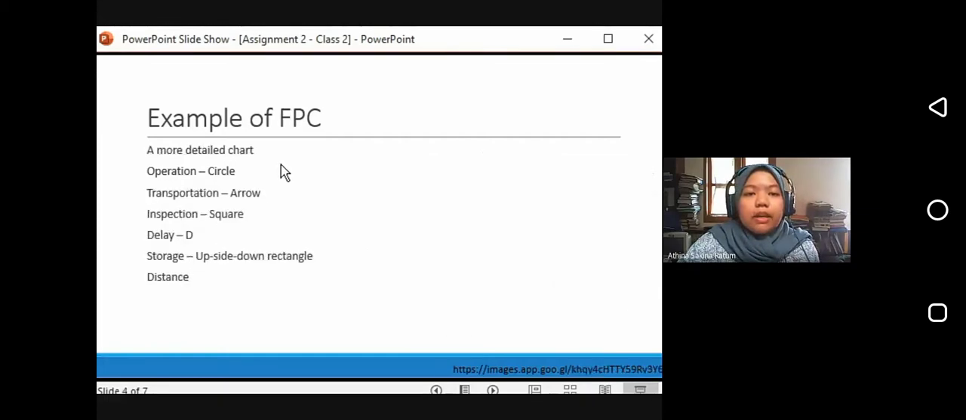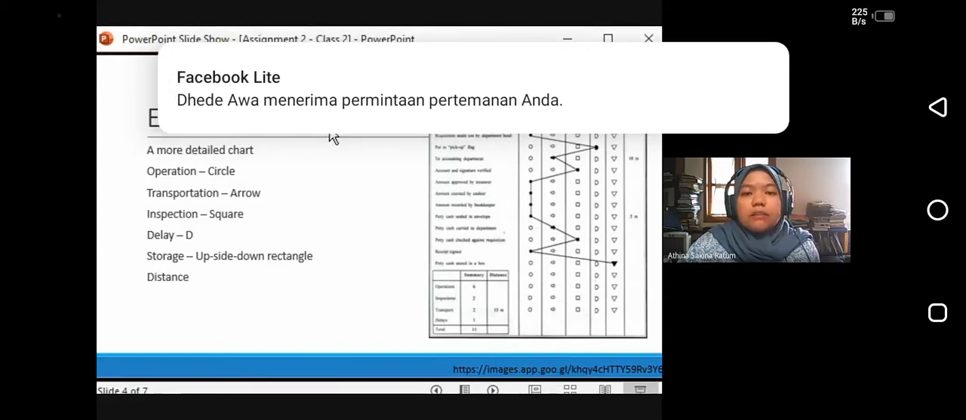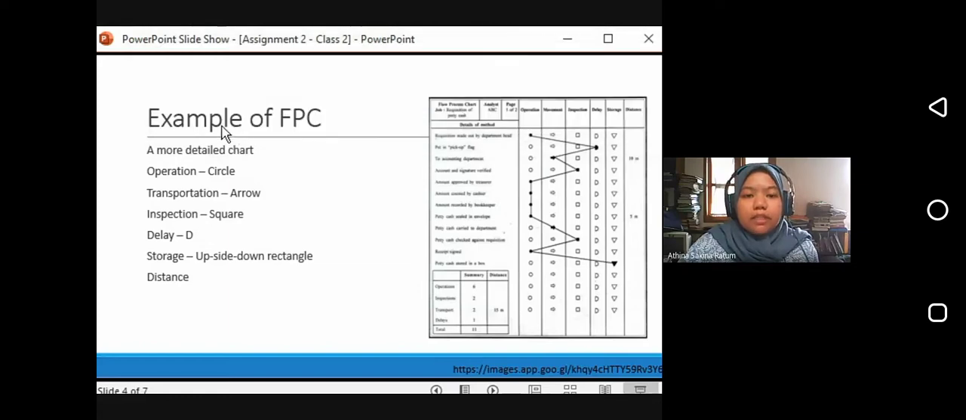Here's an example of a flow process chart. As I said before, it is a more detailed chart from the OPC. It is symbolized by operation by circle, transportation arrow, inspection square, delay D, storage by upside down triangle, and it also contains the information of the distance.